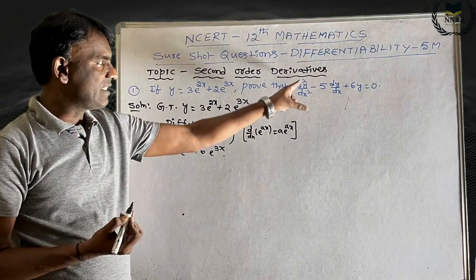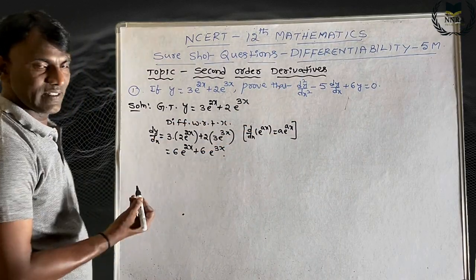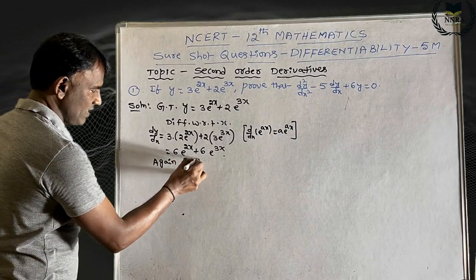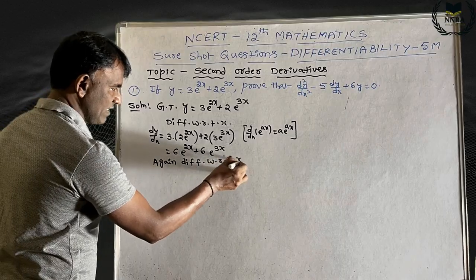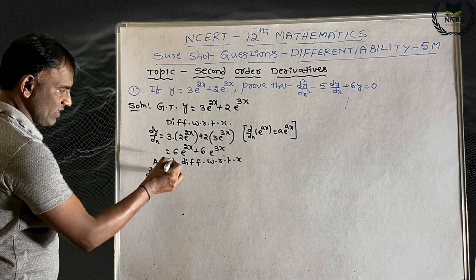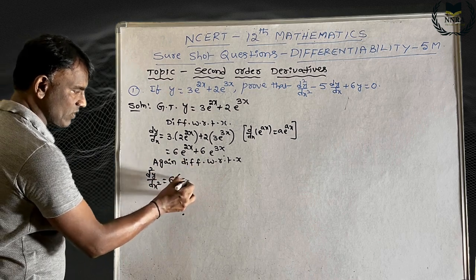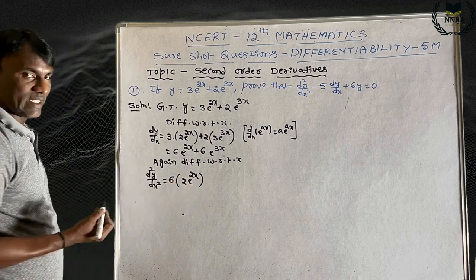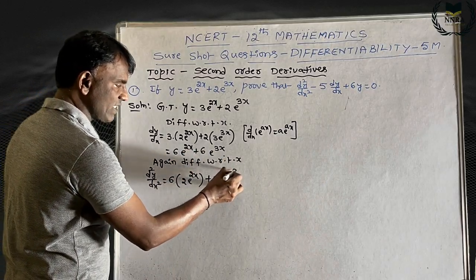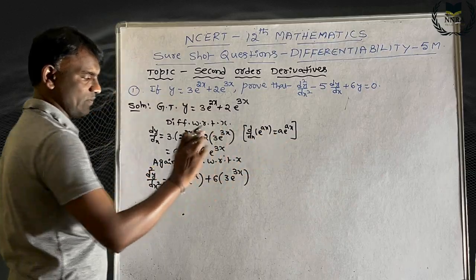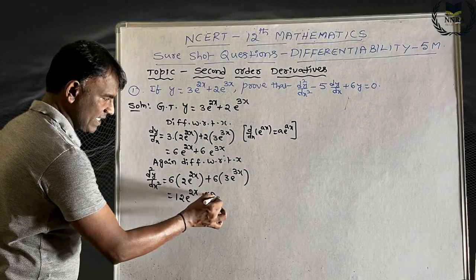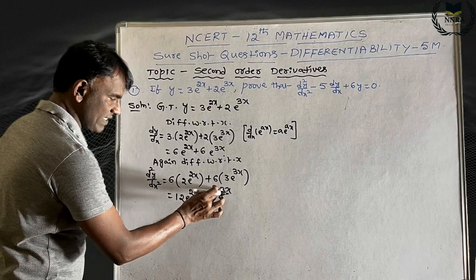But we want second order derivative d square y by dx square, right? So again differentiating with respect to x. So this can be written as d square y by dx square. 6 into, what is the derivative of e power 2x? 2 into e power 2x. And again 6 is constant. E power 3x derivative is 3 into e power 3x. Means again use same formula. Now 6 into 2 to get 12 e power 2x. And it is 18 e power 3x.